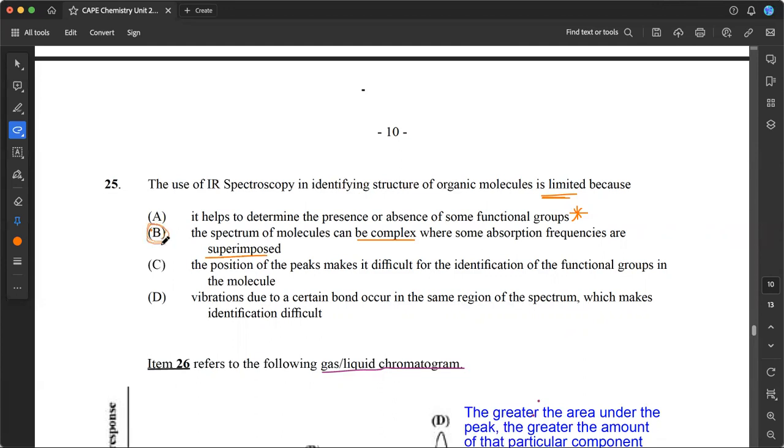So this is a limitation of IR, right? You have some molecules whose spectrum is so complex, and functional groups are on top of each other, and you can't really tell, because the absorption frequencies overlap. So that's B here. The answer here is B, and this is a limitation of IR spectroscopy, okay? So let's look at 26.